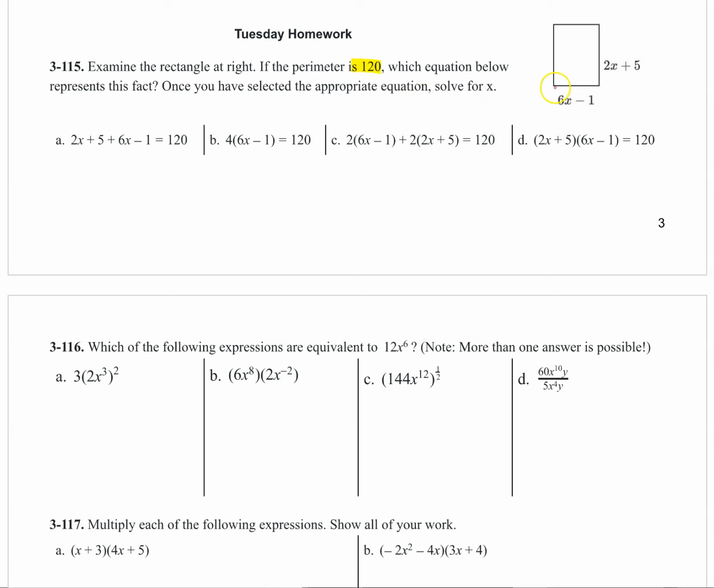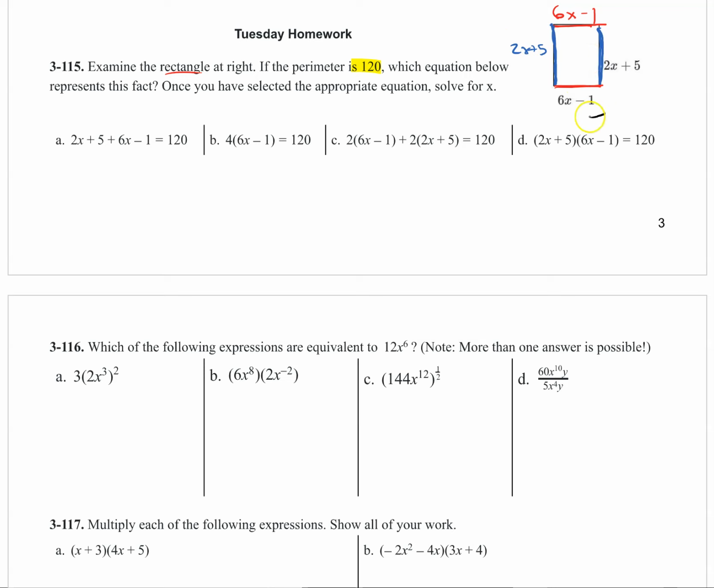Okay, so 6x minus 1 is the length of these two sides. They're the same sides because rectangles have opposite sides equal. So that's also 6x minus 1. And similarly, on the right side, this is 2x plus 5. So this side is also 2x plus 5. The opposite sides are equal.